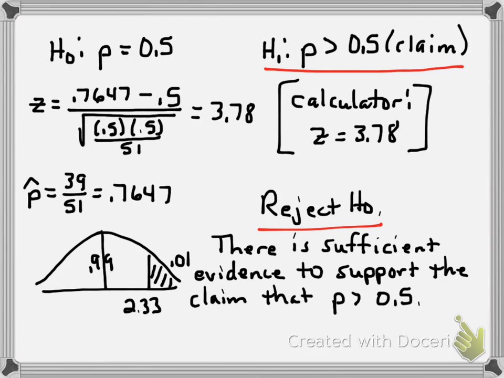So one more question. Does the method appear to be effective? And you should answer yes to that, since there is sufficient evidence to support the claim that the proportion is greater than 0.5.